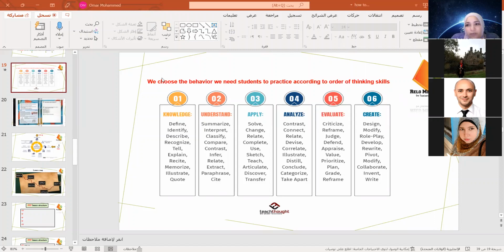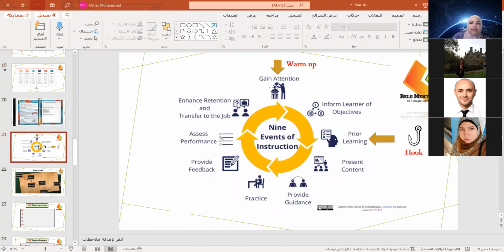The objective has to be measurable. We can measure it. We can judge it. So thank you for sharing all of these wonderful ideas. We are going to go through the next slide now, which is the sequence of the lesson. The sequence of the lesson.